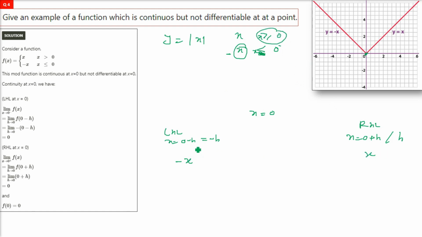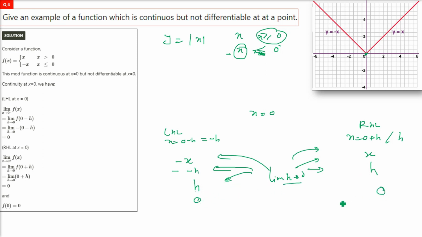Now you can apply the limit. So x has to be replaced by minus h. So minus minus h is plus h. And here you have to replace x by h. So you have an h. So limit h tends to 0. You have an h here and an h here. Limit h tends to 0, so you get a 0 here and a 0 here. So it is continuous. This modulus function is continuous.